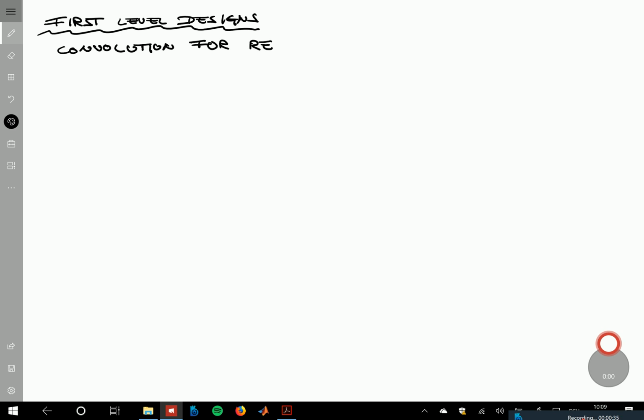Okay, then statistical methods. Let's first review where we are. So we've talked about first level designs. And so far we discussed convolution for regressor creation. So how to essentially create one column of a design matrix.